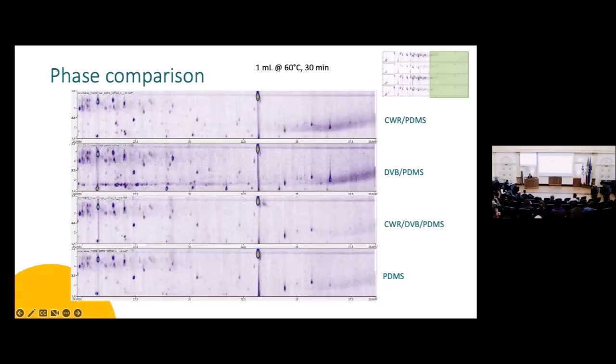But when we are looking at the low volatile compounds, the result is completely different. For the DVB-PDMS, we observe many more compounds extracted, phthalates for instance, or mineral oil. So maybe the DVB-PDMS would be better for contaminant analysis.